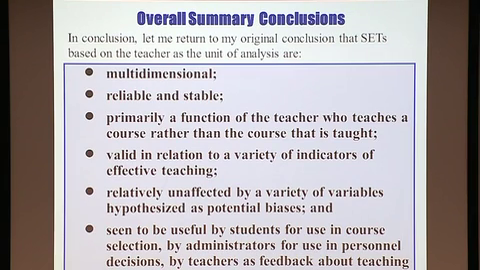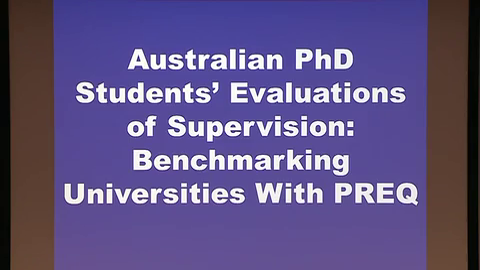Let me return to my original set of conclusions. Student evaluations based on the teacher as the unit of analysis are multidimensional, reliable and stable, valid, relatively unbiased, and seem to be useful to all the major stakeholders. Now consider the PREQ, the Postgraduate Research Experience Questionnaire. You probably only have one PhD student evaluating you a year, never more than a couple. And so if you get bad ratings, you know who it was. And that PhD student is dependent upon you for at least the next 10 years for letters of reference and so forth. So anonymity is probably much more important than with classroom ratings.